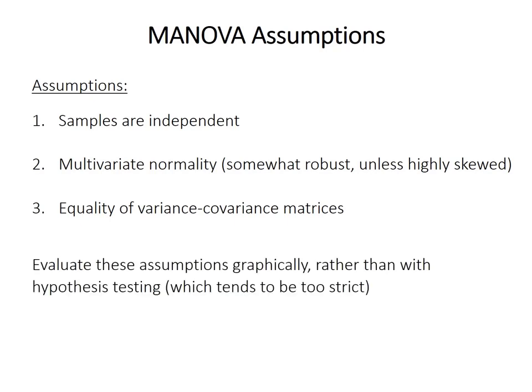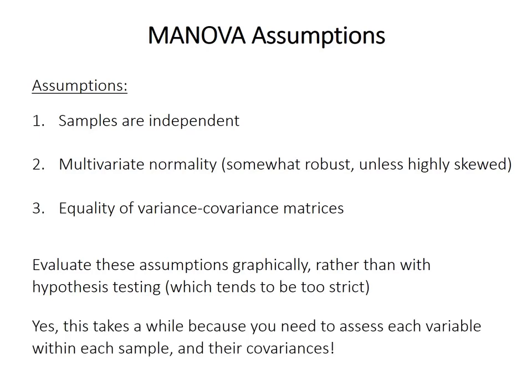So there's a lot of things to assess, especially if you have lots of samples and lots of variables. But the best approach is to assess them graphically. Hypothesis testing for these assumptions, you can test for multivariate normality, you can test for equality of variance, you can test for the variance-covariance matrix equality with proper tests, but they're too strict for evaluating the assumptions. And yes, this will take a while to assess all these assumptions because you need to look at each variable within each sample as well as the covariances, so you'll be making a lot of graphs, a lot of histograms. It gets quite complicated when you have this data, which is itself a fairly complicated setup.